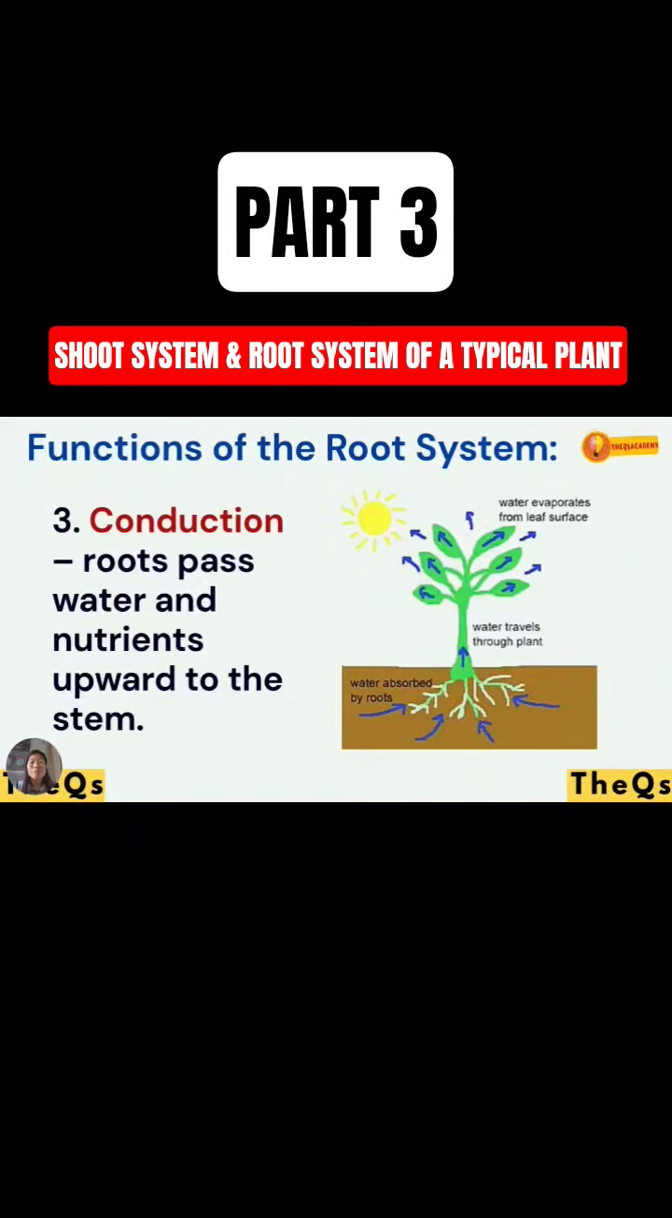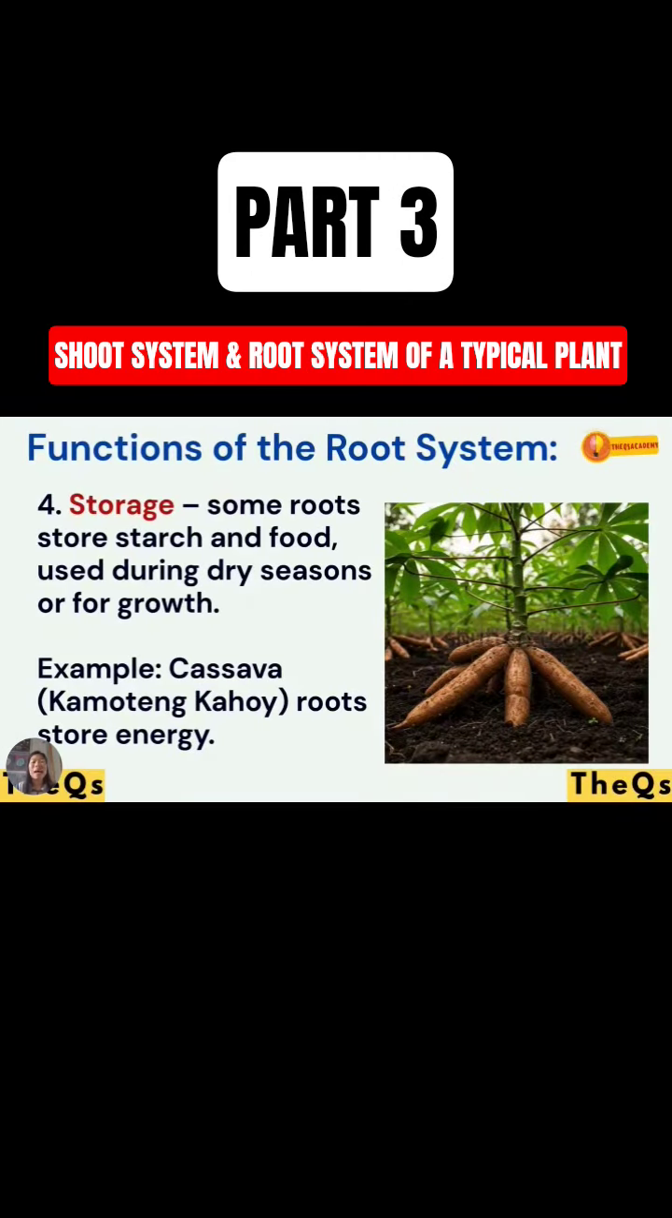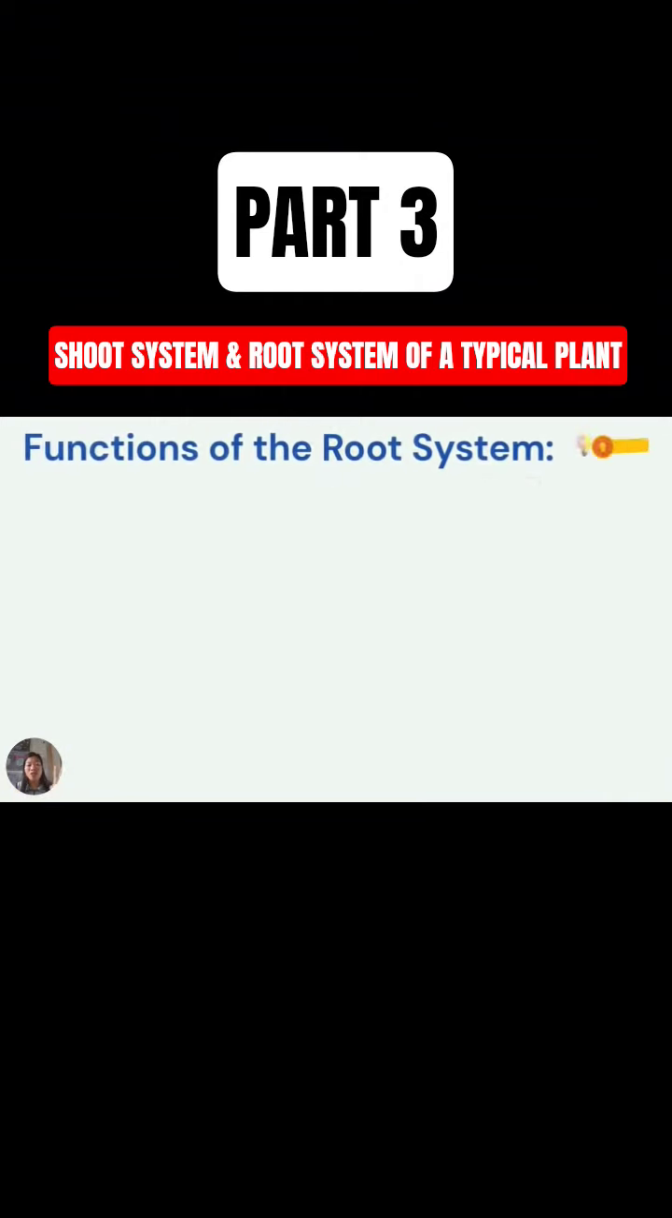Conduction. Roots pass water and nutrients upward to the stem from the ground. And storage. Some roots store starch and food used during dry seasons or for growth. So again, there are four functions.